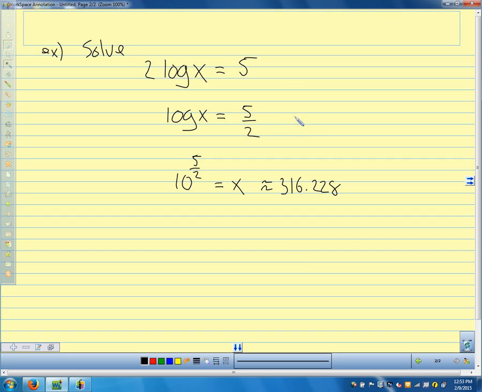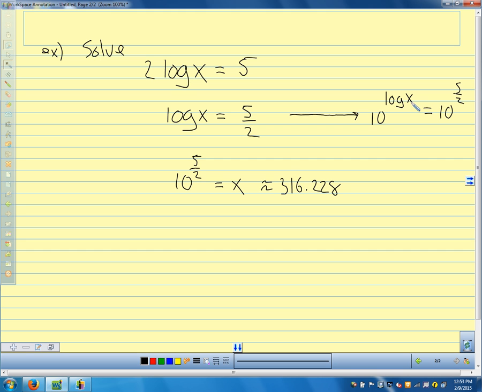Now the other way we could think about this, just relating it back to how we worked with exponential equations. When we had an exponential equation, we took the logarithm of both sides. We can think about what we did here as raising 10 to the power of both sides, what we call exponentiating both sides. So I could write this as 10 to the log x equals 10 to the 5 halves. So I raise 10 to the power of both sides, kind of the opposite of taking the logarithm.